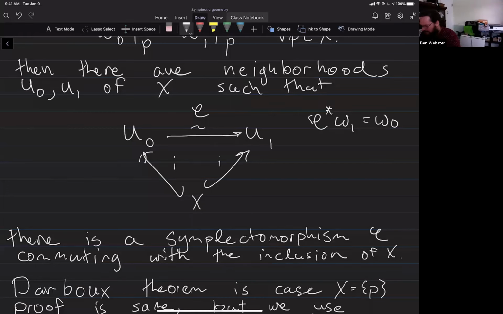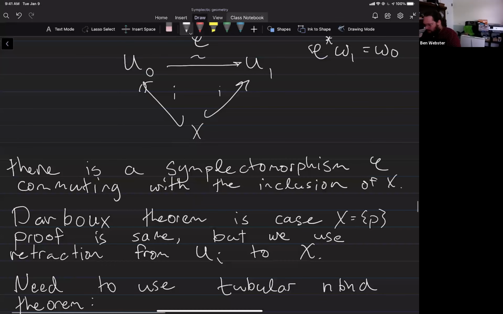The Darboux theorem is a special case of this, where X is equal to a point. You do the part of the proof where I look in the tangent space and transport the symplectic form from the tangent space down to a neighborhood around my point, and then you can just say, by the relative Moser theorem, I can do a symplectomorphism that makes these match up.